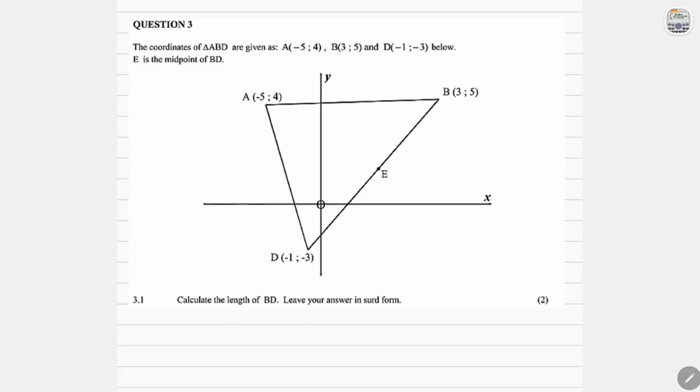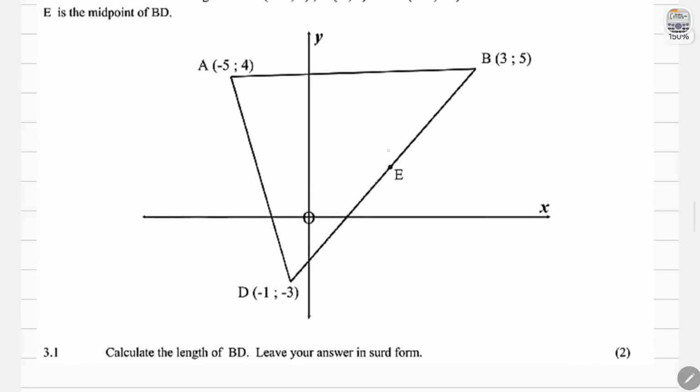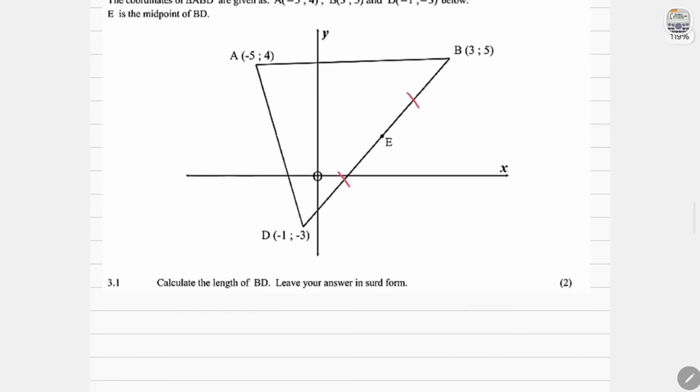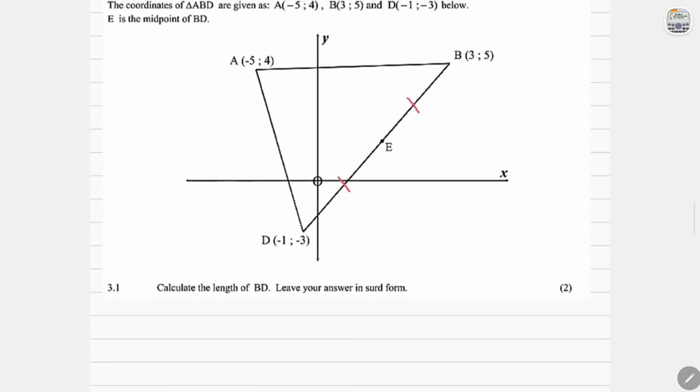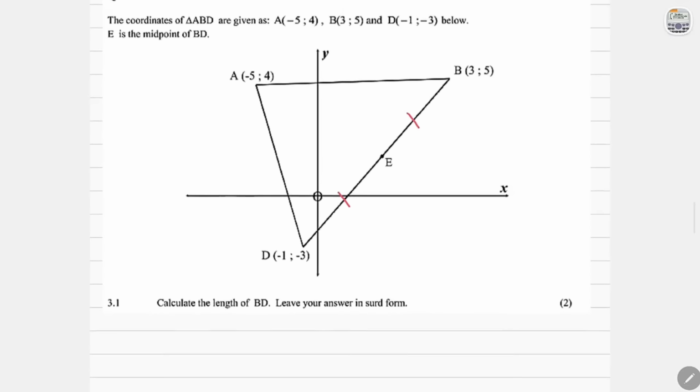Question 3 says the coordinates of triangle ABD are given as, and we have A as -5 and 4. We have the coordinates of B and D below. E is the midpoint of BD. So let's just make a note of that. If E is the midpoint of BD, then it means that BE is equal to ED. So they say calculate the length of BD. Leave your answer in surd form.